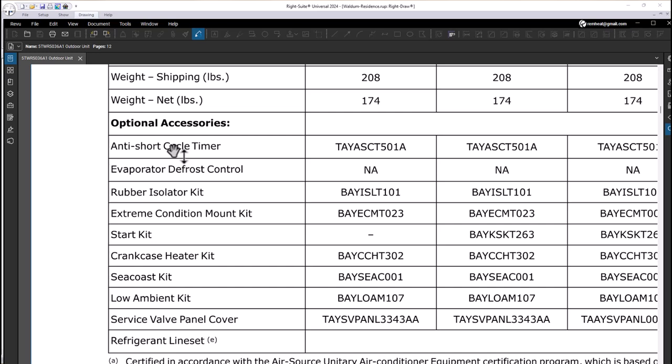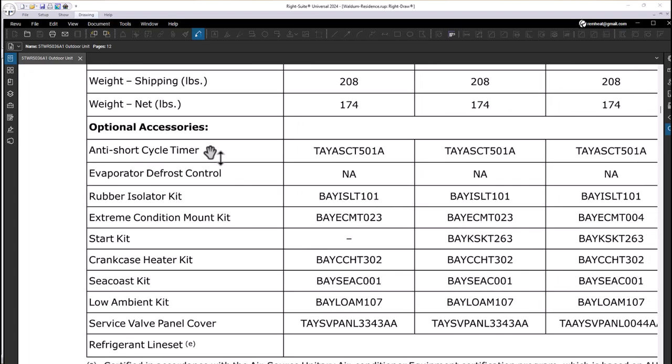That's not a good idea because you are restricting the life of your compressor. And if the compressor fails, sometimes the unit fails and then you need a new system. You have to protect the compressor. So this accessory, the anti-short cycle timer, is going to delay you when the system is off. For example, the delay is going to be 30 seconds, 1 minute, 3 minutes, 5 minutes, depending on how you set it up. So it's a good idea to have that.